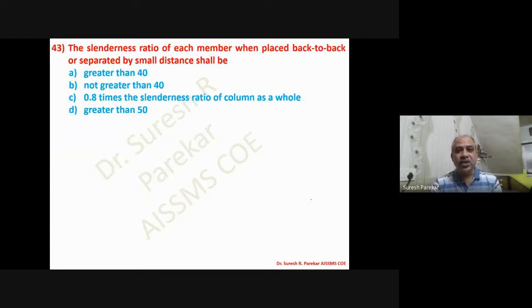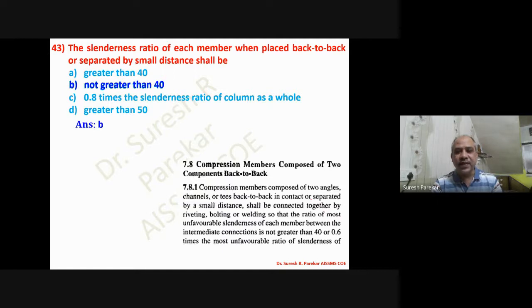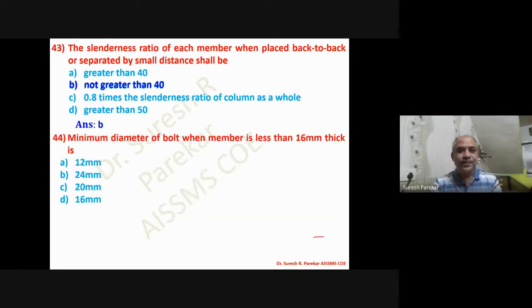The slenderness ratio of each member when placed back to back or separated by a small distance shall be, now this is also given in IS. If you see, it is mentioned over here, not greater than 40 or 0.6 times. So not greater than 40.